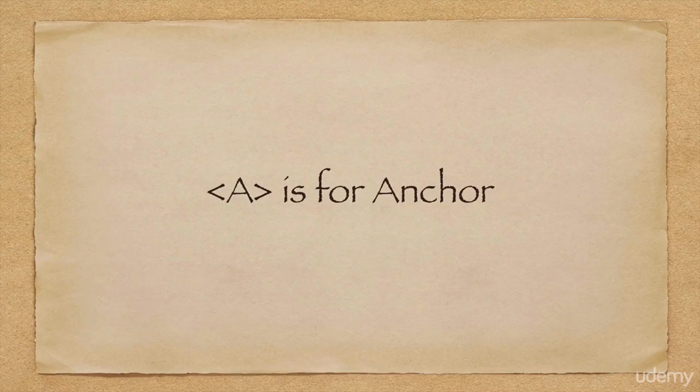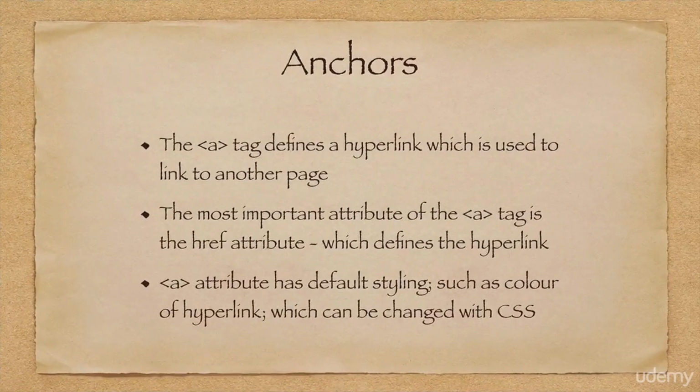A is for anchor. The A tag defines a hyperlink, which is used to link to another page. Well, that's what a hyperlink is. The most important attribute of the A tag is the href attribute, because this defines the hyperlink. So it defines the address that this tag will go to. The A tag has a default styling, such as the colour of the hyperlink, but this can be changed with CSS.